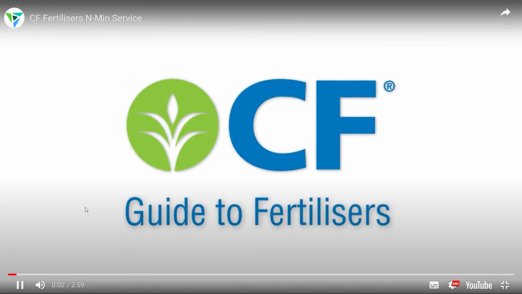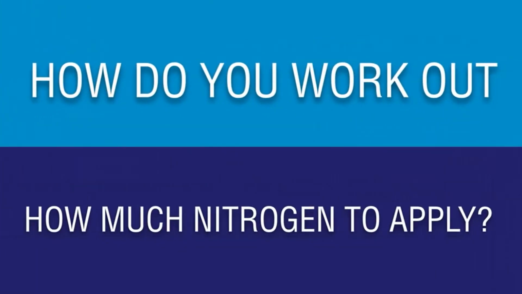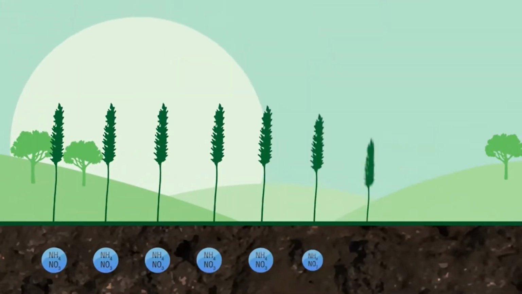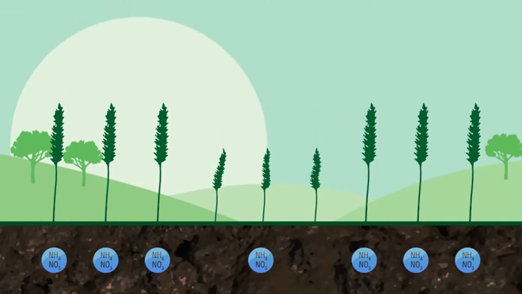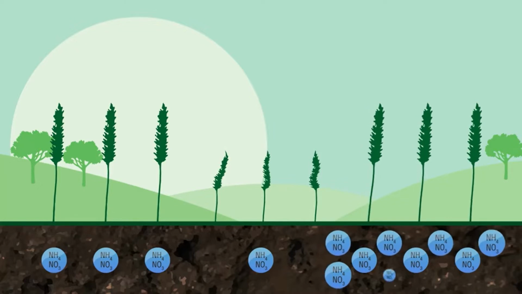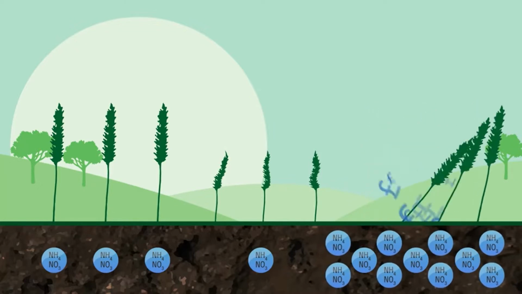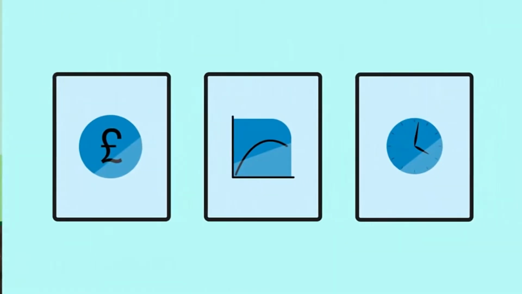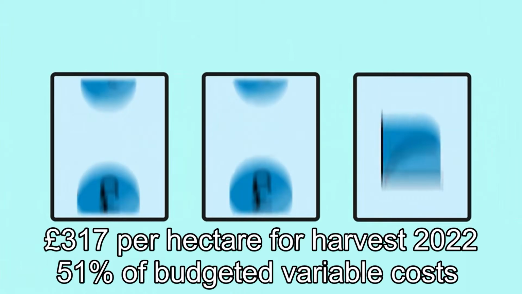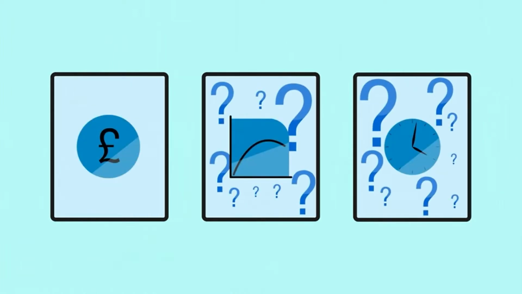CF's Guide to Fertilisers. How do you work out how much nitrogen to apply? Knowing the level of N in your soil is essential to optimizing nitrogen application. Not enough nitrogen results in failure to achieve yield potential and protein levels. Over-application causes crop lodging, wastes money, and damages the environment. Nitrogen fertilizer is a significant annual crop investment, so incorrect product rates and timing can make for a risky venture.